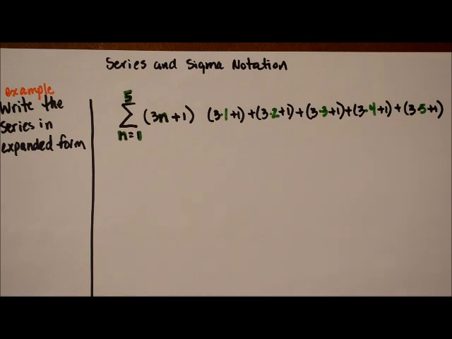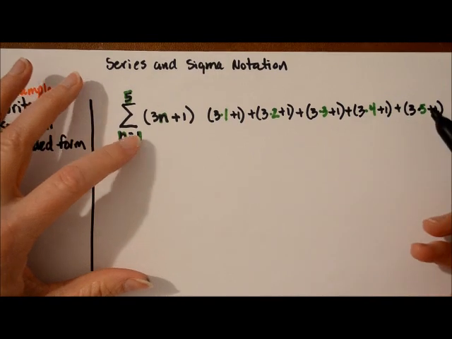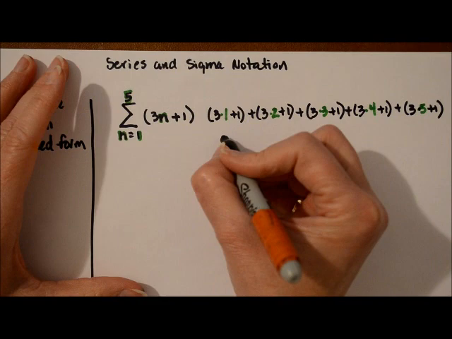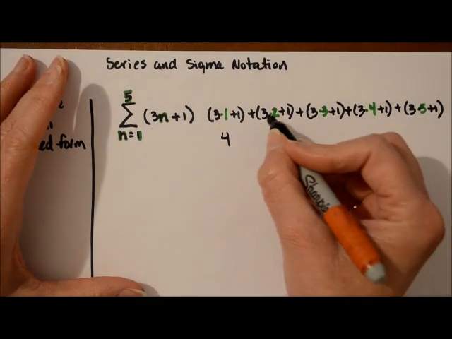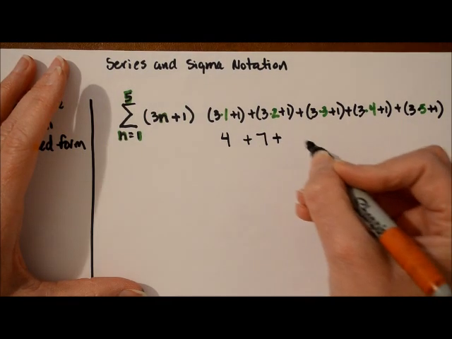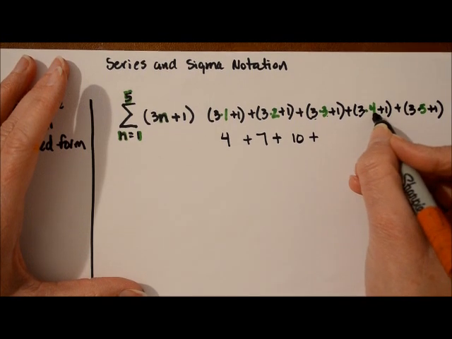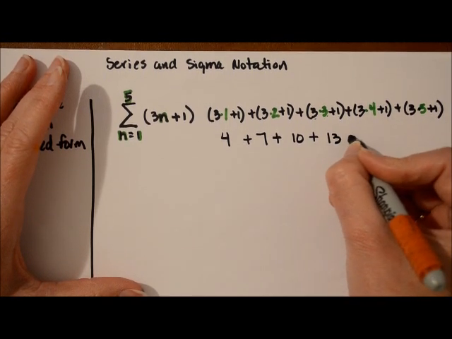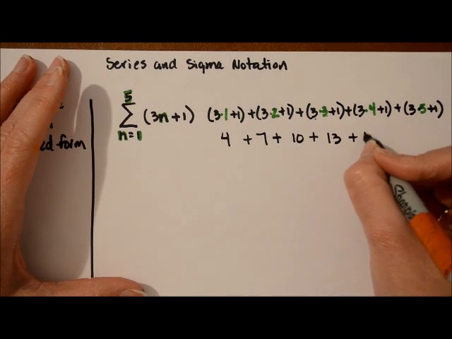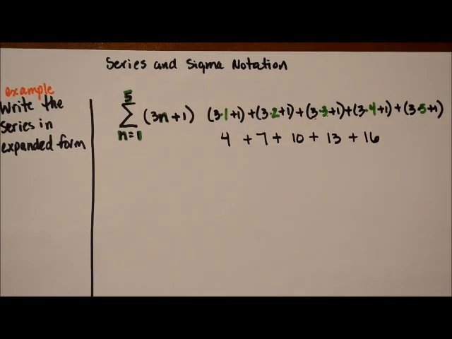I substituted in 1 all the way from 1 to 5. So each one has to be represented between 1 and 5. What I'm going to get here is 3 times 1 is 3 plus 1, so there's a 4. 3 times 2 is 6 plus 1 is 7. 3 times 3 is 9 plus 1 is 10. 3 times 4 is 12 plus 1 is 13. 3 times 5 is 15 plus 1 is 16. And this is my answer right here.